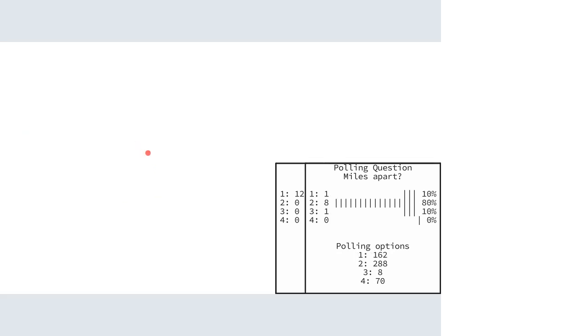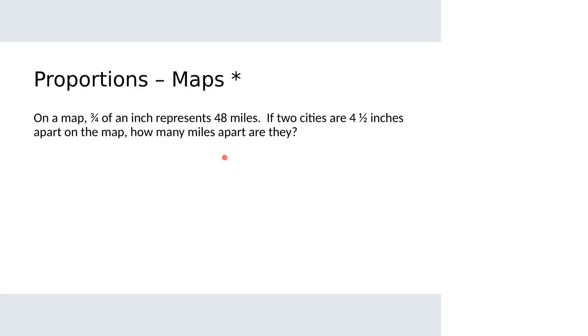Let's see how this one went. Okay, strong agreement. Not everybody's in on this one though, so that makes me a little nervous. But of those of you that did it, did really well. So let's take a look. You let me know if you have questions.